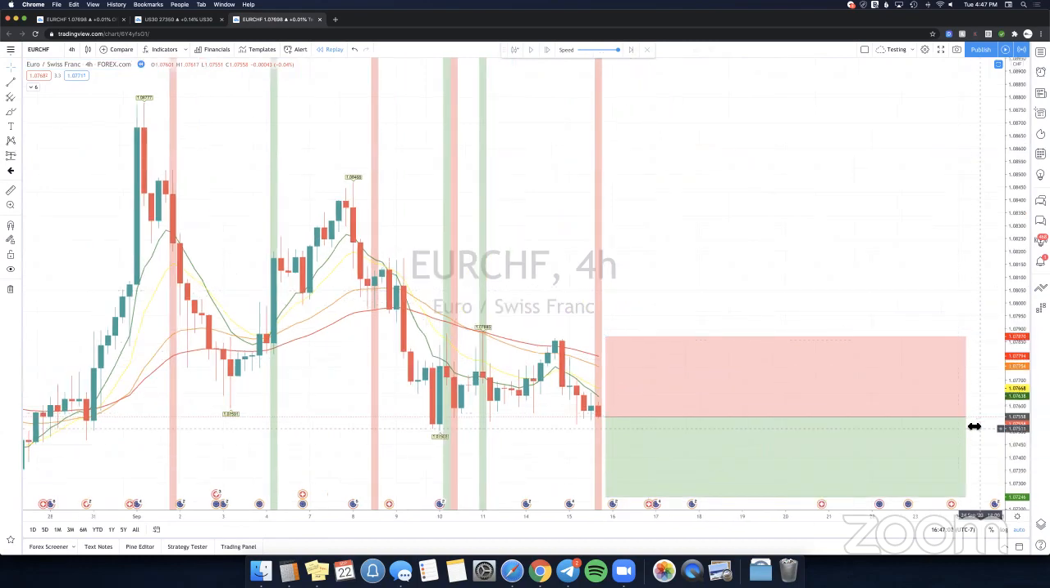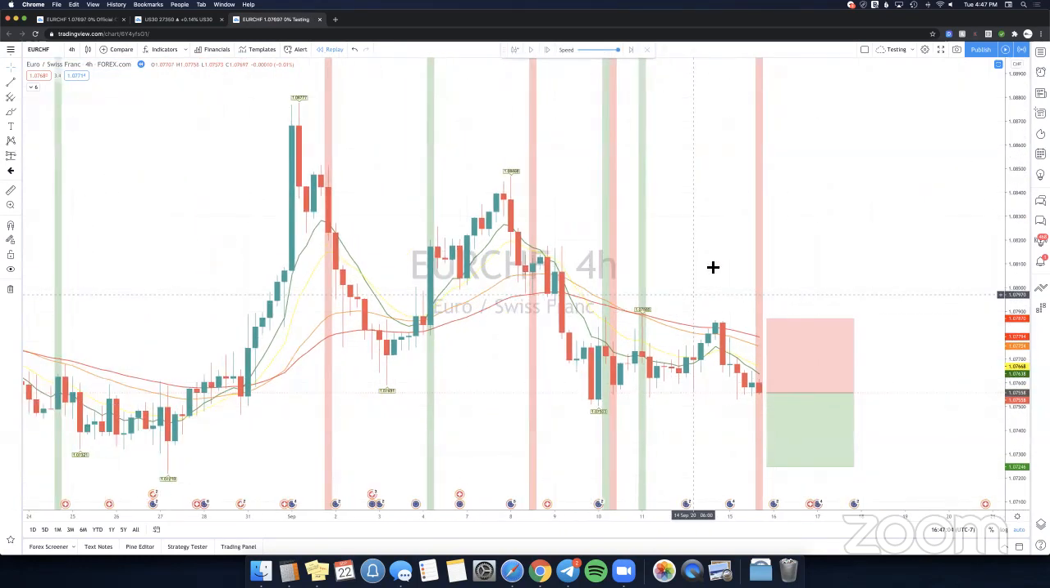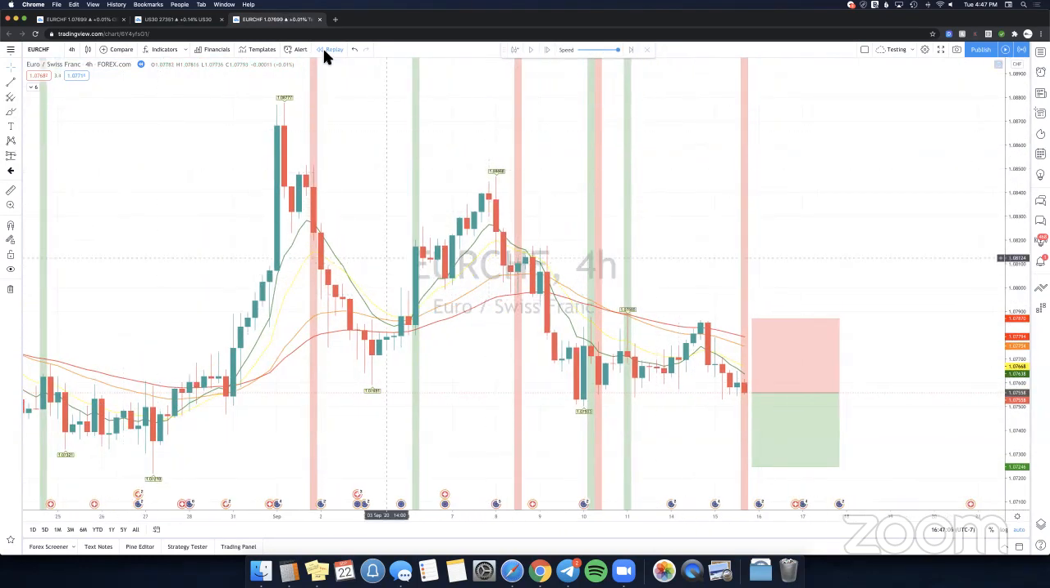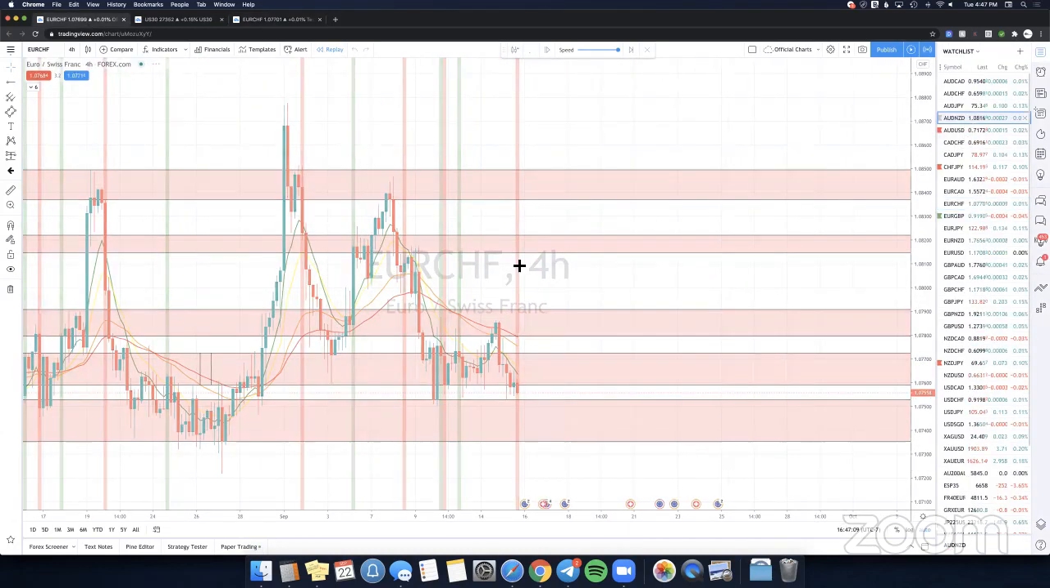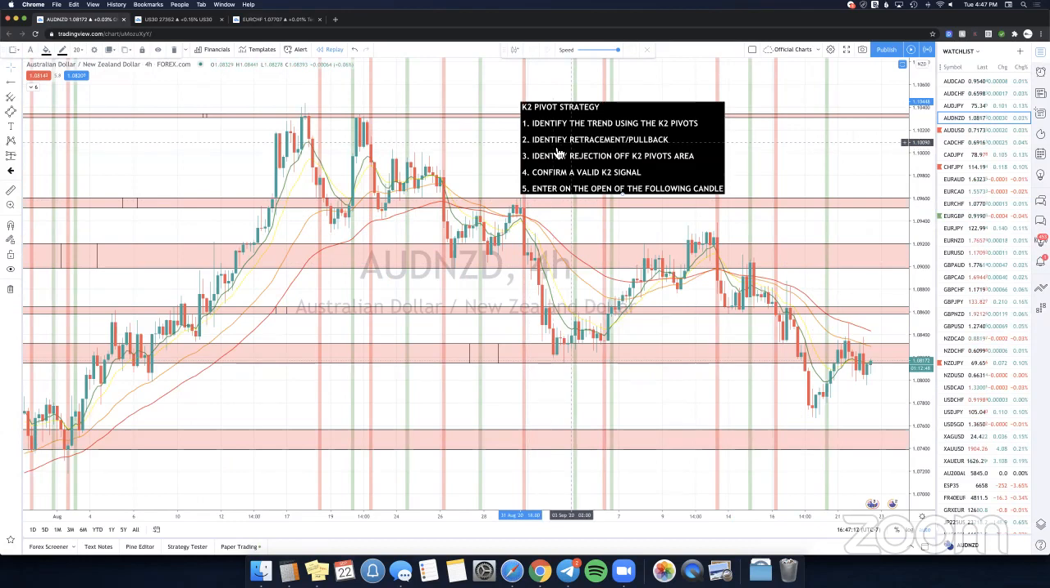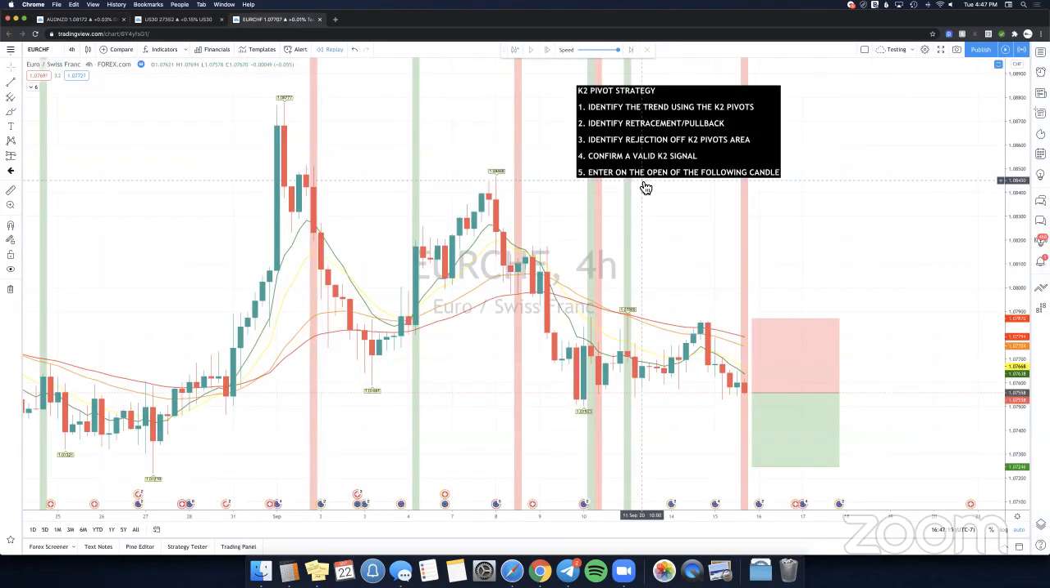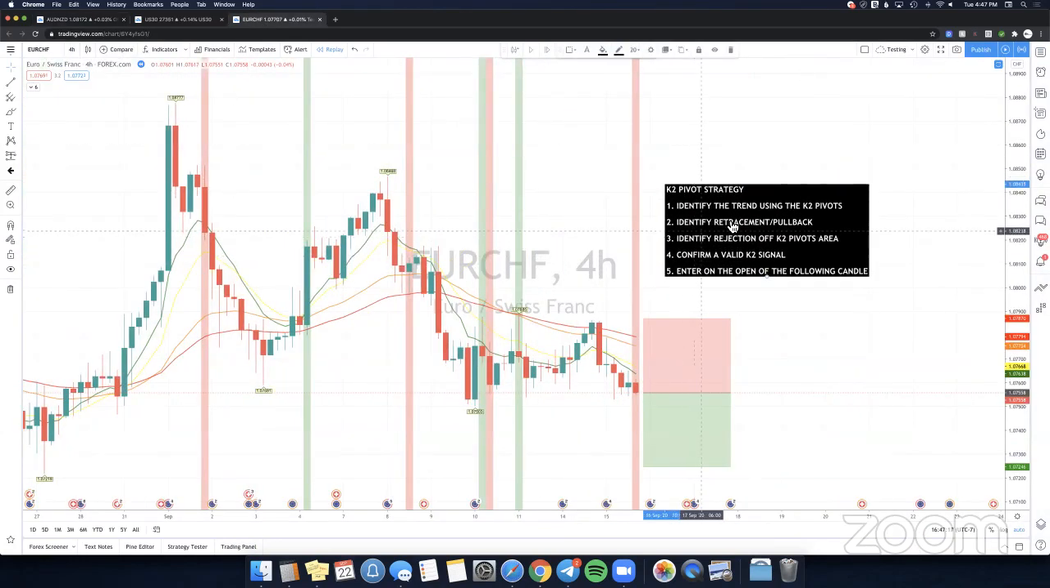For the pivot entry. So if I go back to the, I'm just going to grab the requirements. There we go. I put them here somewhere. So there's the requirements right there. Identify the trend using the K2 pivots. Price is below the pivots right here. So obviously price is trending down.